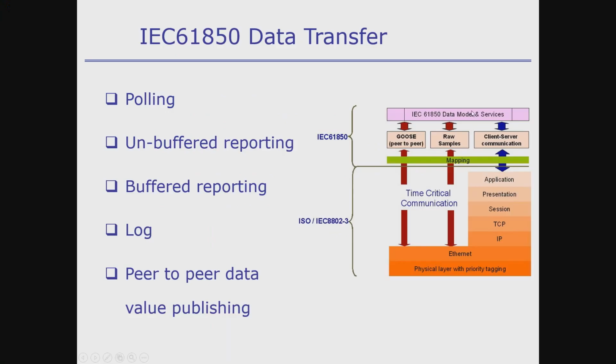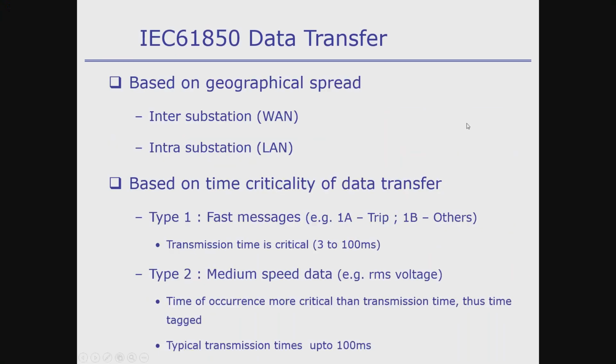So there are various ways you can access the data: you can poll it, there is unbuffered reporting, there is buffered reporting, then logs can be done, and then peer-to-peer data value publishing. Two IEDs can publish the data to each other, right? So there is a lot of flexibility even under those three services that I described. A lot of flexibility is there in terms of data transfer.